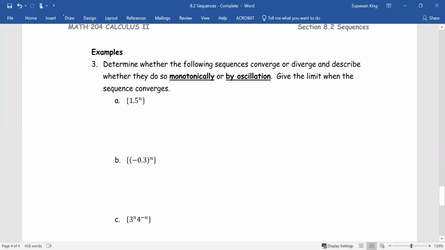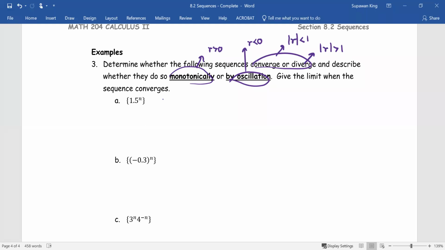In this example, we're going to determine whether the following sequences converge or diverge, and describe whether they do so monotonically or by oscillation. Monotonically means r is positive. Oscillation means r is negative. Converging or diverging depends on the absolute value of r. If the absolute value of r is less than 1, the sequence converges. If the absolute value of r is greater than 1, we say the sequence diverges.